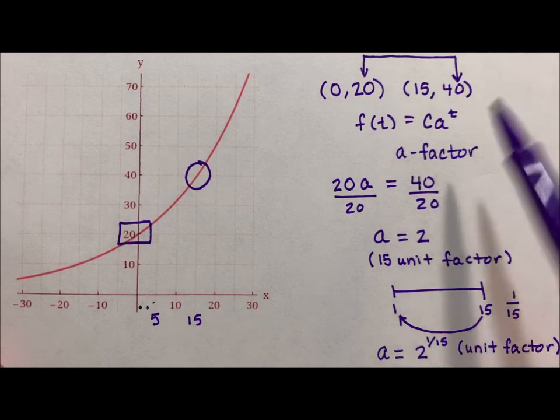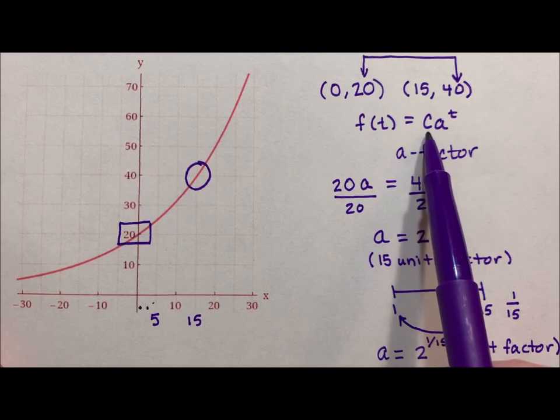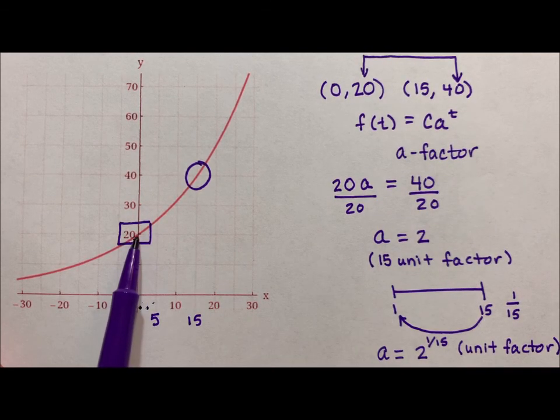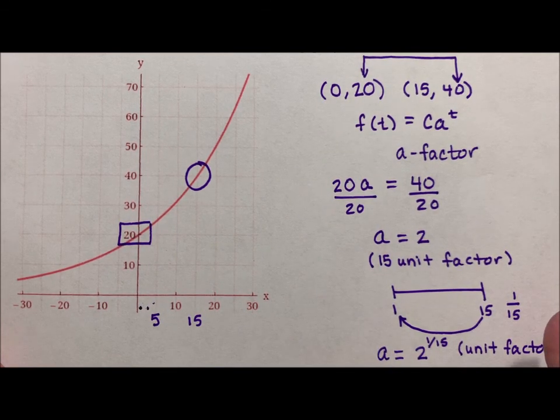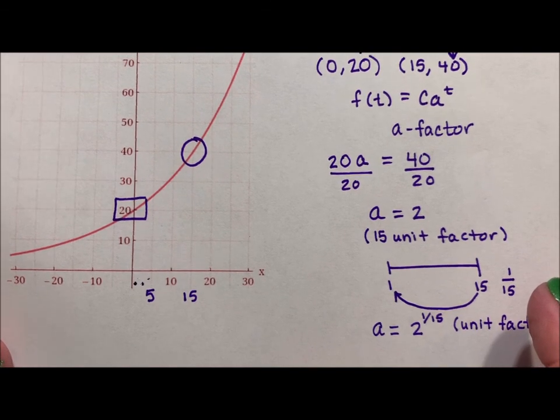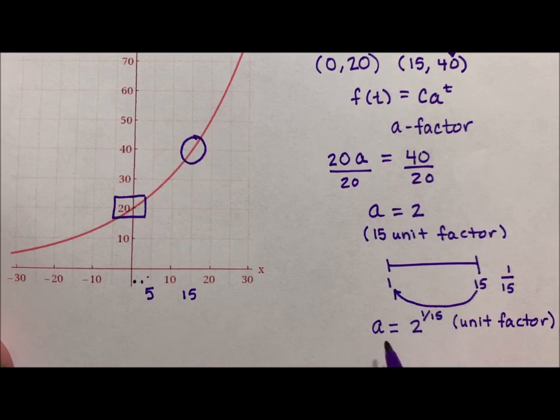Okay, now I need to find c. c is my initial value. Initial is where I cross the y-axis. It's right here at 20, which means I'm really good to go. So f(t) = 20 · 2^(t/15).